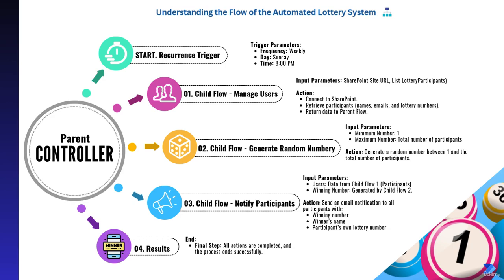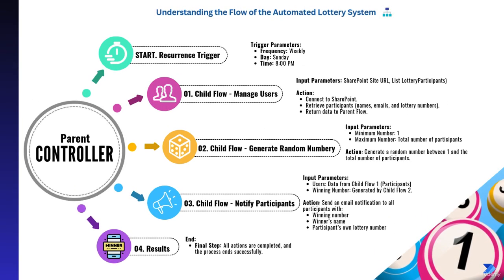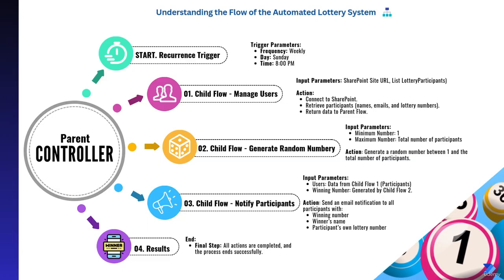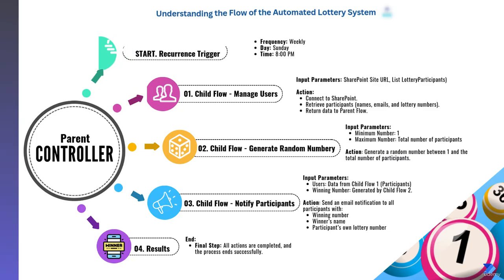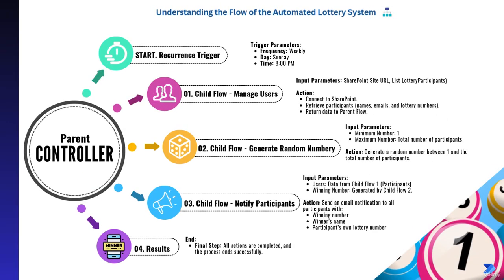Once all the notifications have been sent, the process comes to an end. The entire flow has been completed, and the system is ready to begin again the following week. At this point, all actions have been carried out automatically, and there's nothing more to be done until the next scheduled lottery. The key benefit of this system lies in its modularity.